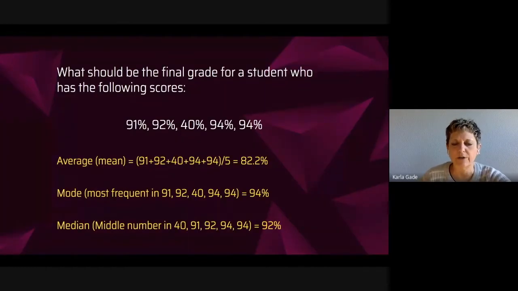So on the screen, you see 5 scores for a student: 91, 92, there's the outlier 40, 94, and a 94. Now, what should the final grade for this student be?